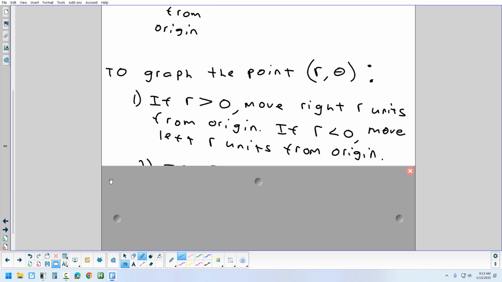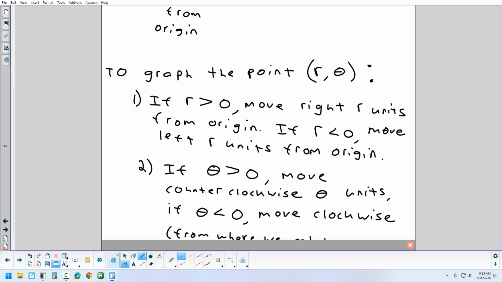So r tells you basically left or right movement. Now, theta is an amount of rotation. When we describe rotation, you don't describe it with the words left, right, up, and down. How do you describe the direction of a rotation? Clockwise or counterclockwise.